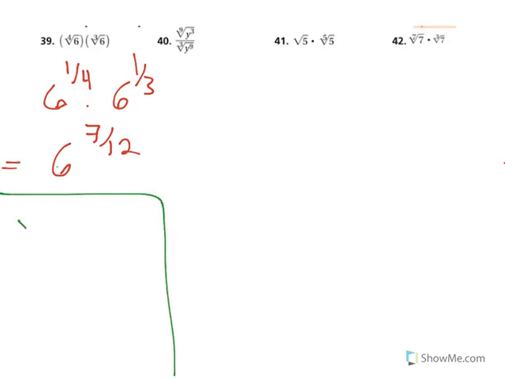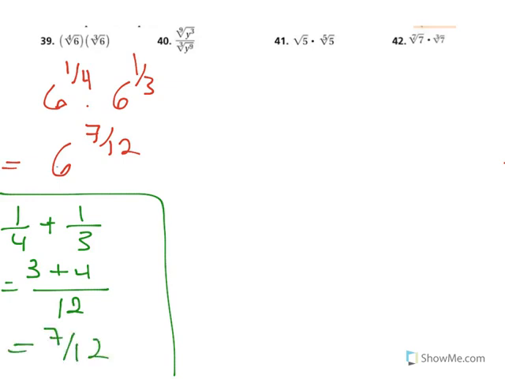If you want to do this on the side, let me show you. 1 over 4 plus 1 over 3. The problem is they don't have a common denominator, but the common multiple of these two numbers is 12. So 4 becomes 12 when you multiply by 3, so you multiply up by 3. And 3 becomes 12 by multiplying by 4, so you multiply up by 4. You add both of them, it will be 7 over 12. And that's how you do it. The next question.